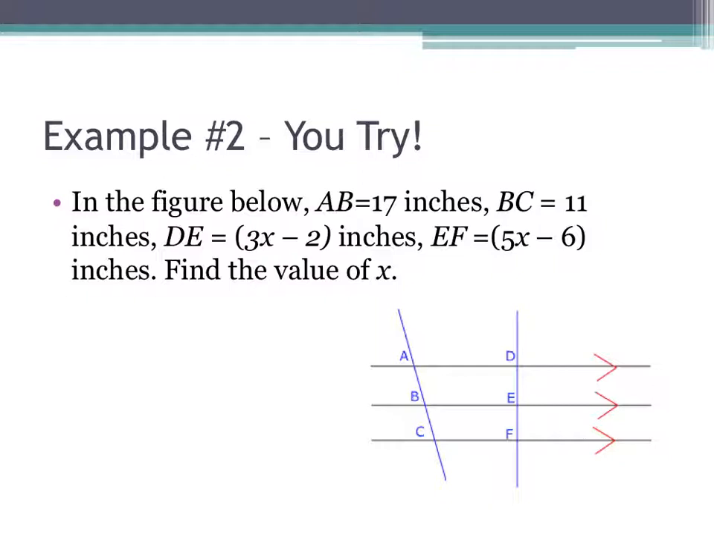Welcome back. I hope that you've actually tried this problem. First thing that I'm going to do is label the figure. It says AB is 17, BC is 11. DE is 3x subtract 2.